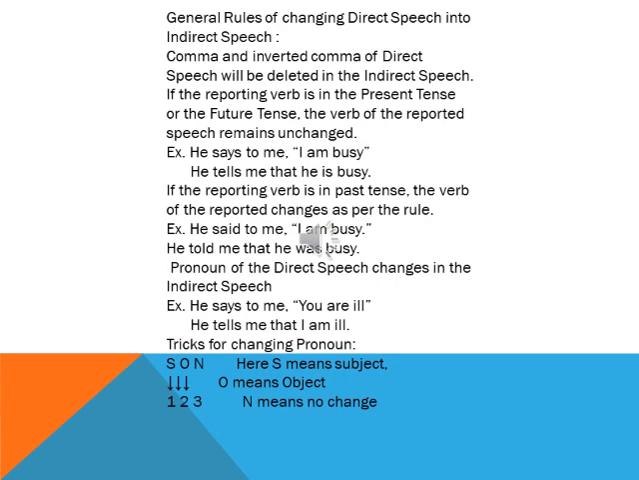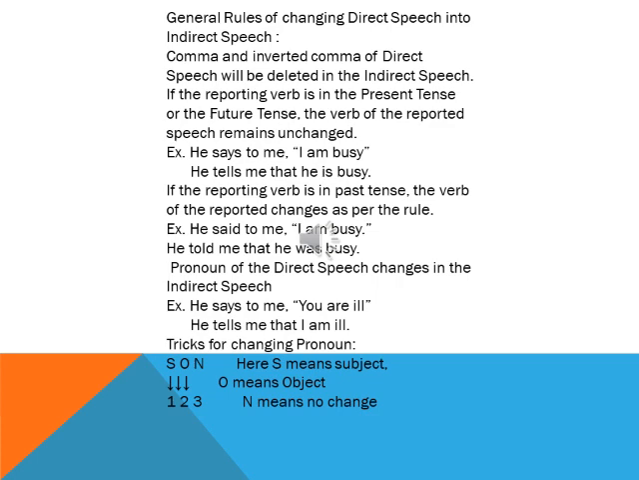Number 2 point: if the reporting verb is in present tense or future tense, then the tense of the reported speech will not be changed. For example, he says to me, "He is busy." Then it will be, he tells me that he is busy.